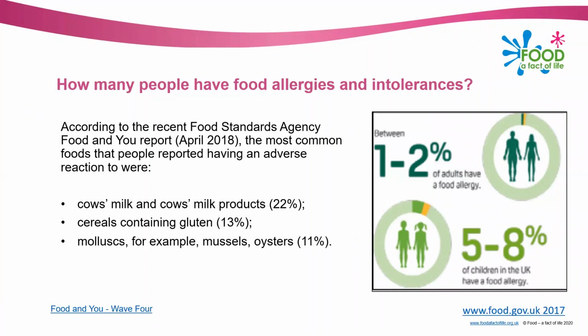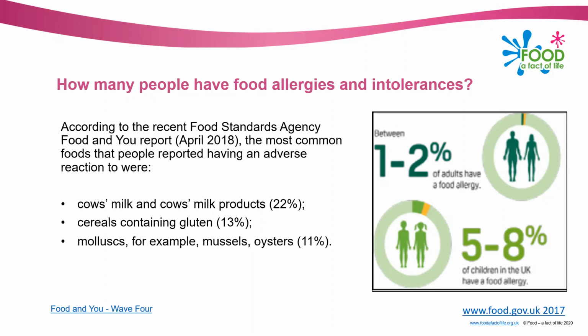You can see from the left-hand side, this is according to a report from the Food Standards Agency, the Food and You report. These are the most common foods that people are having adverse reactions to. Right at the top is cow's milk and cow's milk products, so things like lactose intolerance, cereals containing gluten, so it might be something like celiac disease, and then also mollusks, for example, mussels and oysters.